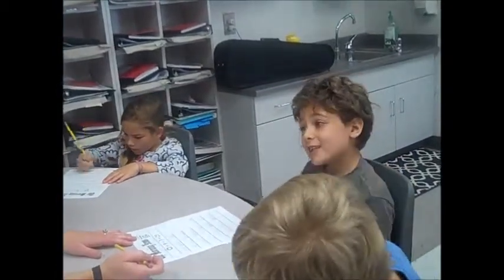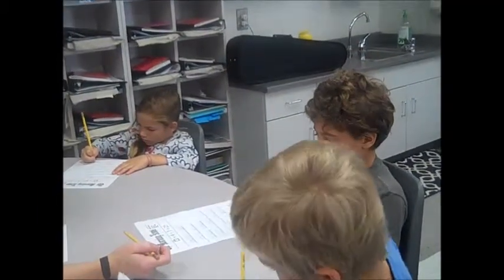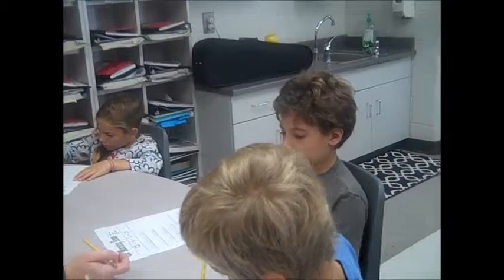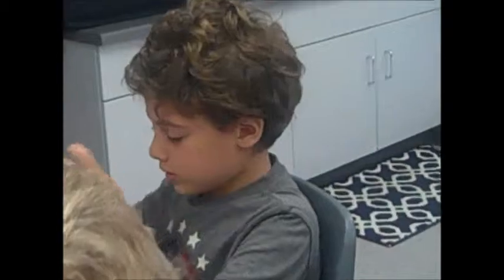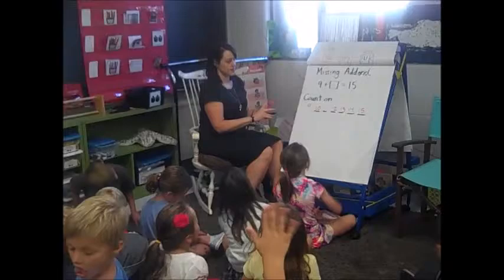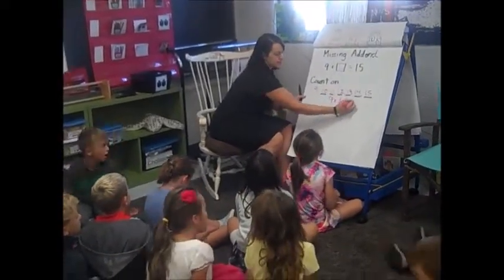9 and 3 is 12. So add 12. Okay, then add another 12, then you add a 10, 20. So then you add 13. Perfect. Okay. Six, right? So what's my missing addend? 6. So 9 plus 6 equals 15.